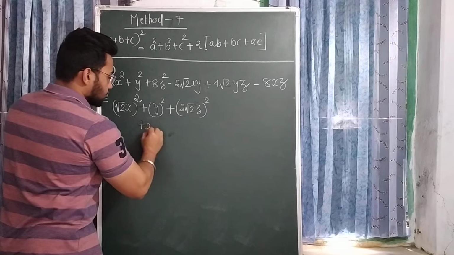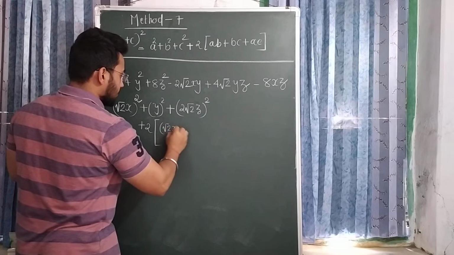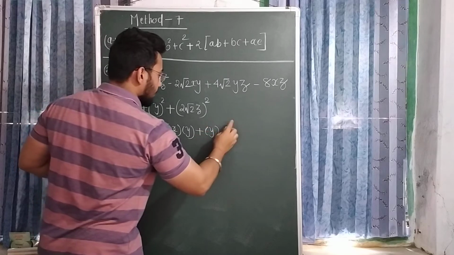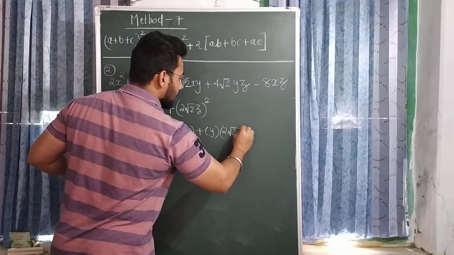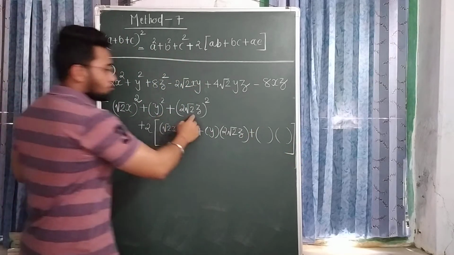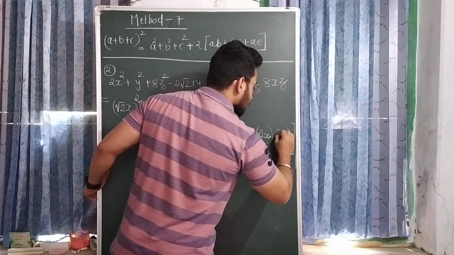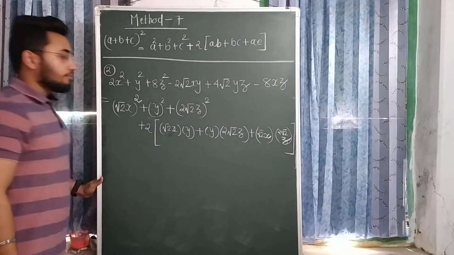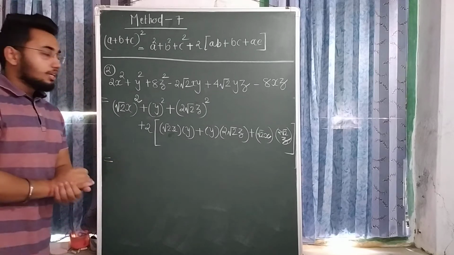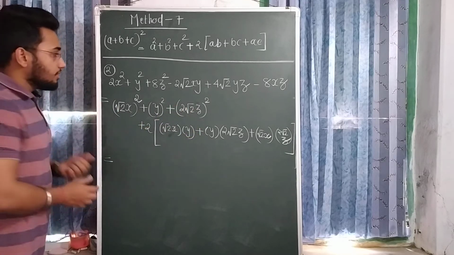Again I am taking all the terms positive first of all. Now plus 2 a into b means we have to multiply this 2 root 2x and y. B into C means we have to multiply this 2y into 2 root 2 z, and A into C means we have to multiply root 2x and 2 root 2 z. Okay, first of all I am taking all the terms positive. Now just apply the sign. Don't focus on these 3 terms. इन तीनों पे फोकस नहीं करना है. Now let's focus on this.